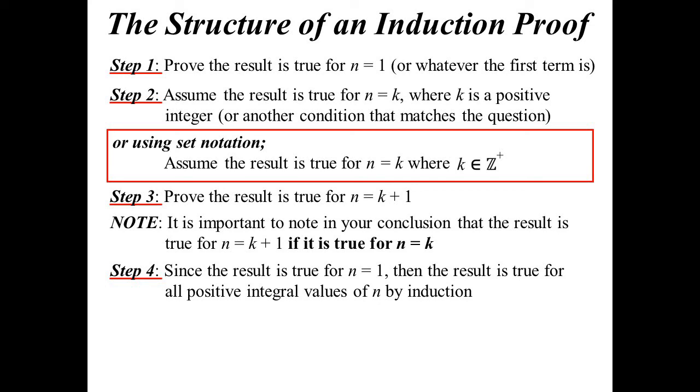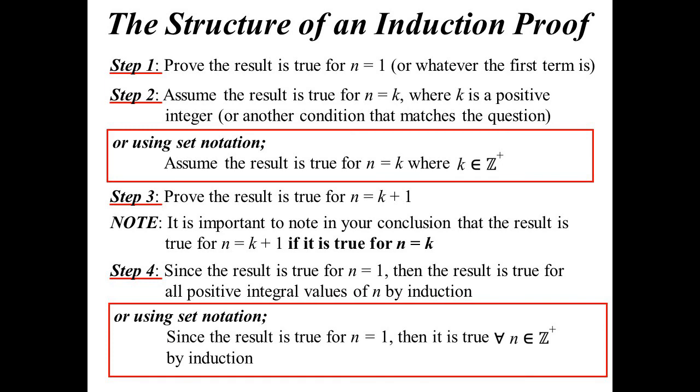We conclude the overall thing with the inductive part where we say, well, since it's true for 1, then it's going to be true for all positive values by induction. Those last 2 words are very important because we say, okay, we're inducing the proof by induction. Now, in set notation, I'd probably write something like this. Since the result's true for n equals 1, then it is true. Now, the upside down A means for all. So, for all n that belong to the positive integers by induction.